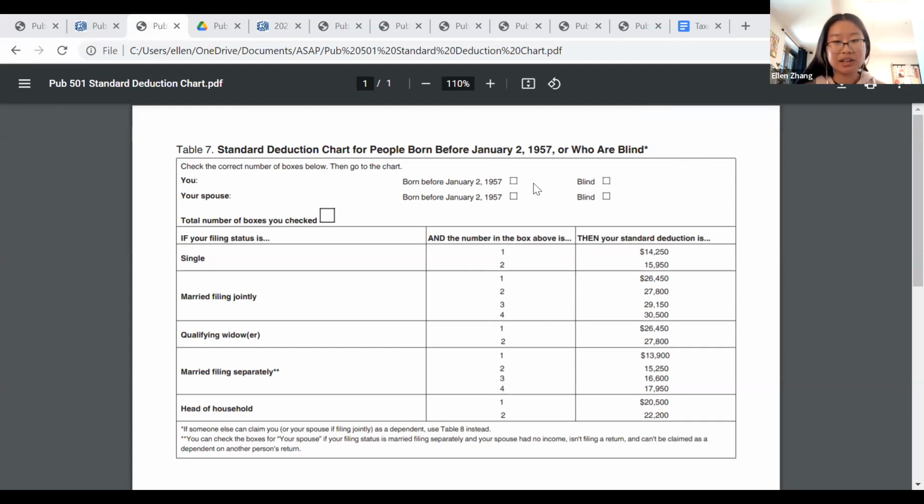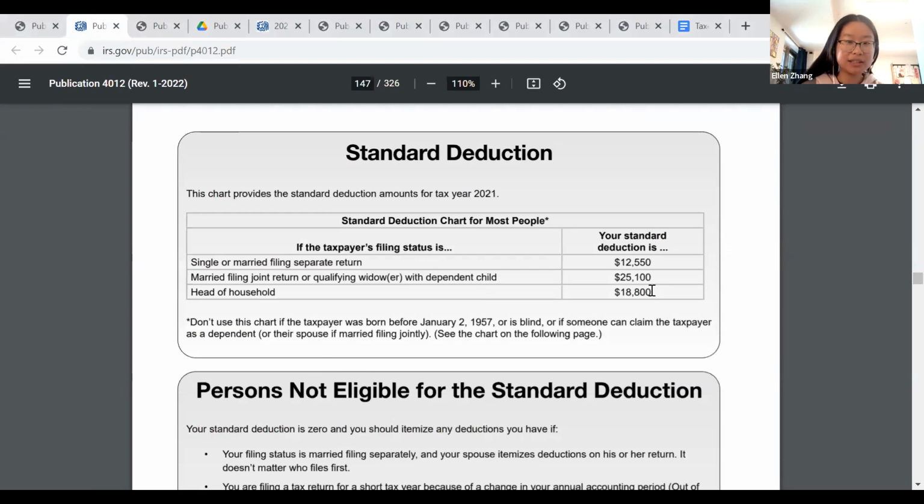You can see for this chart, you would check a box for any of these that apply to you. And based on how many boxes you have checked, your standard deduction would increase by around $1,000 for each checked box. So that's interesting.